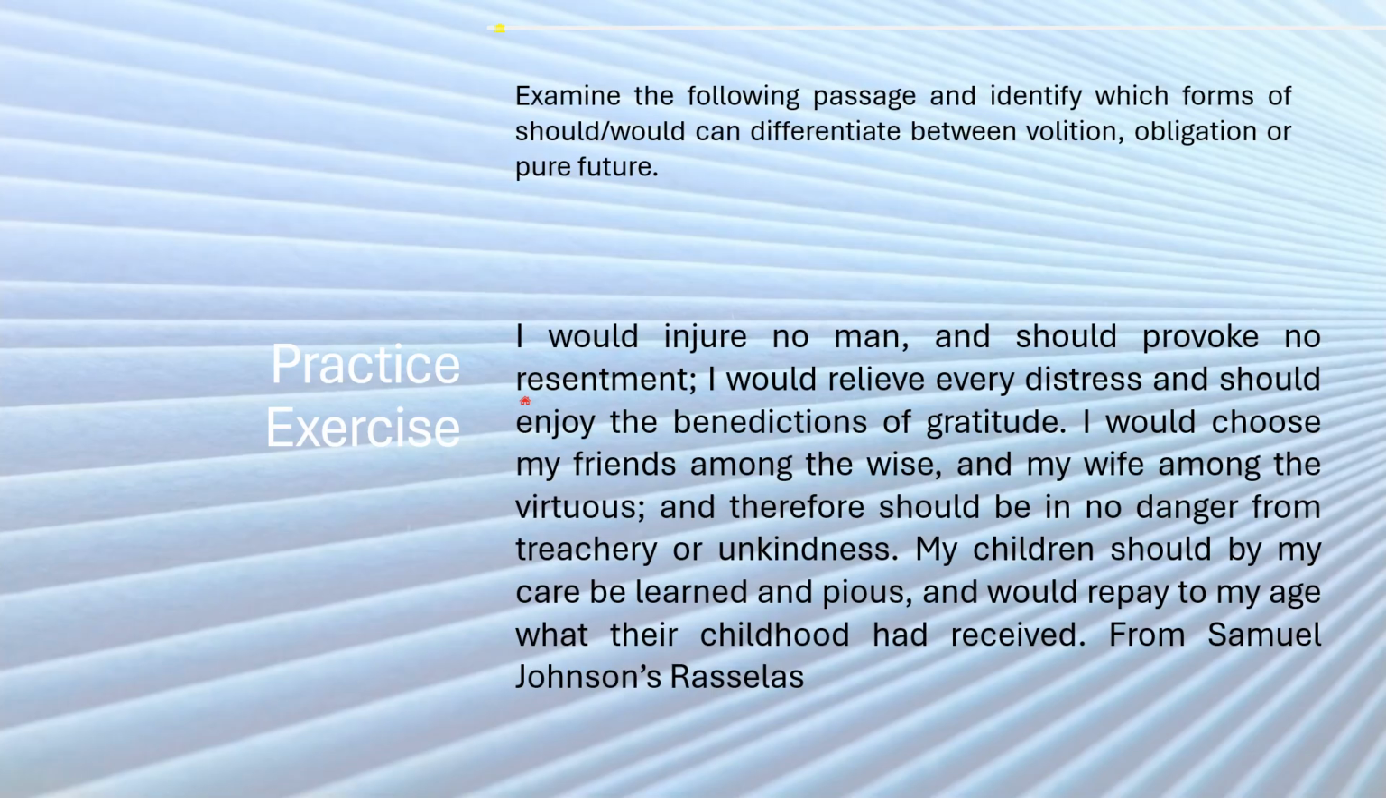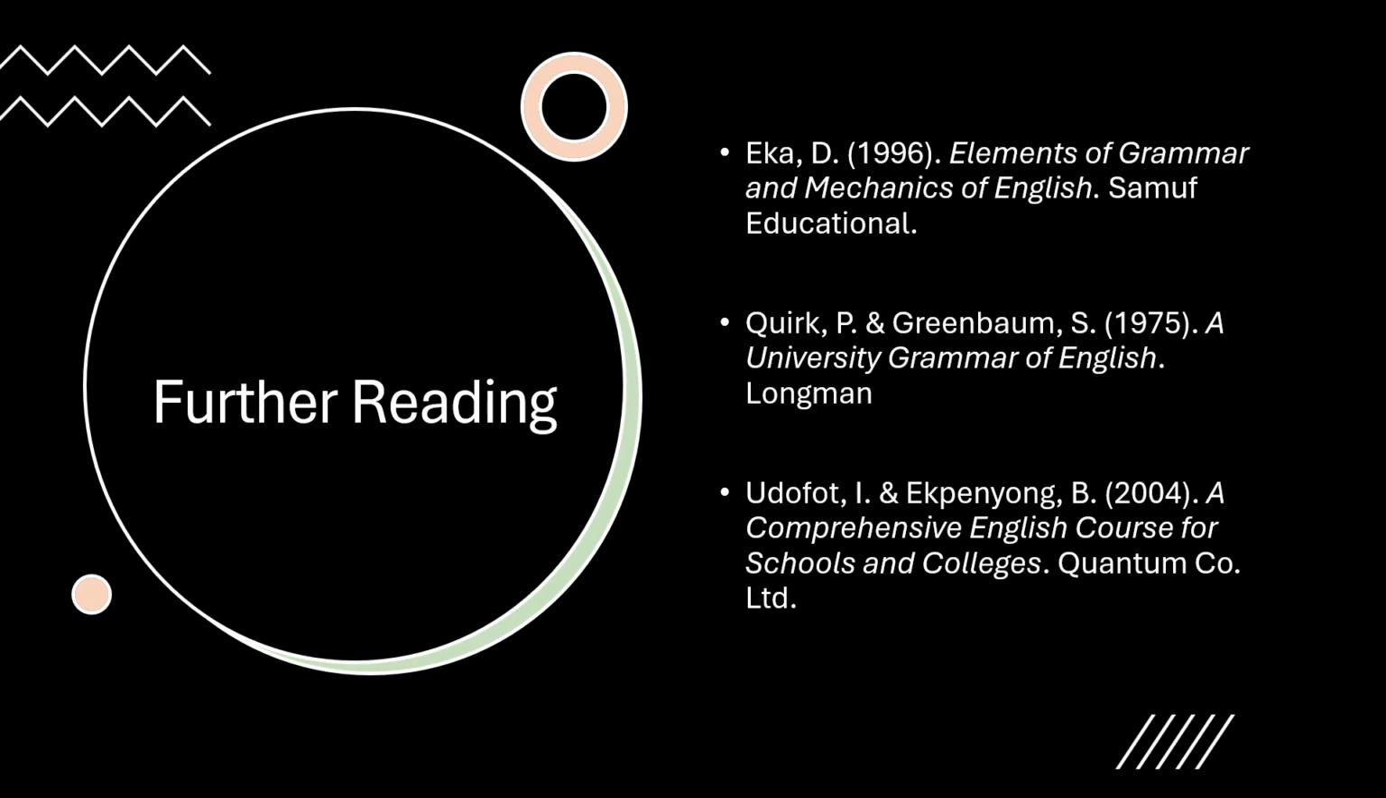So we are seeing the practice exercise. Following the passage, say which forms of should or will differentiate between volition, obligation, or pure future. And this is why I've told you that you really need to take note, because when you use a modal verb in the past, the semantic content may change. It's not just its past form. So you need to be aware of this. Again, these are further readings you may wish to take note of. We have looked at this over and again.